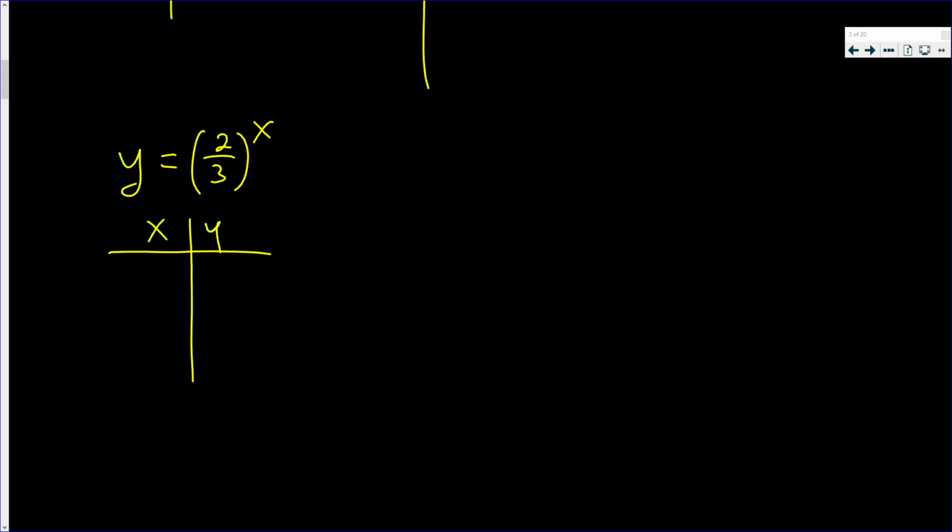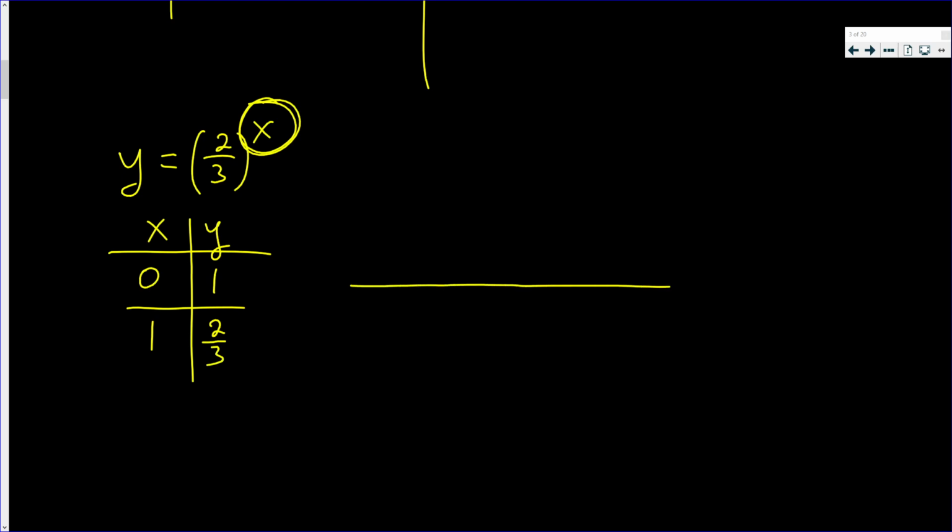If you were asked to graph y is equal to 2/3 to the x, when is that power 0? That happens to be when x is 0. When is this power 1? That happens to be when x is 1. 2/3 to the 0 is 1, and 2/3 to the 1 is 2/3. So when x is 0, we go up 1, and when x is 1, you only go up 2/3.